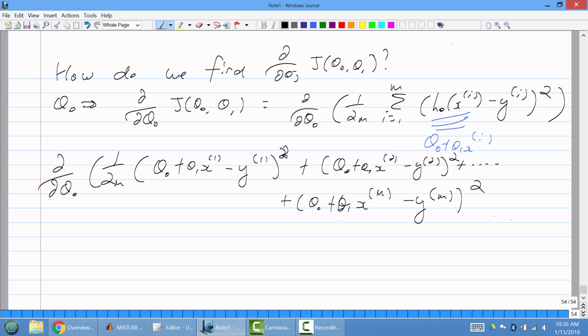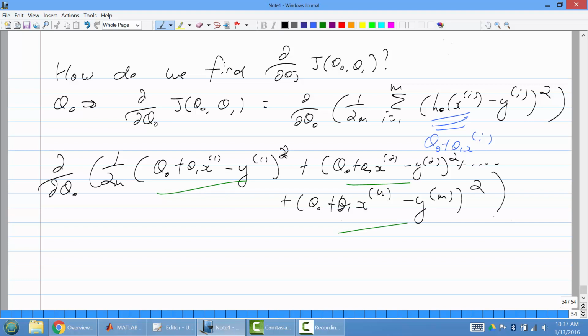Okay. All right. So this is a summation of different terms. The derivative has a linear property where you can just differentiate every single term in that sum and it equates to the derivative altogether. So what I need to do here is differentiate every single one of these with respect to theta 0. You have to remember the chain rule, right? You take the power of 2, bring it down, multiply it by this, and then you have to differentiate the inside.